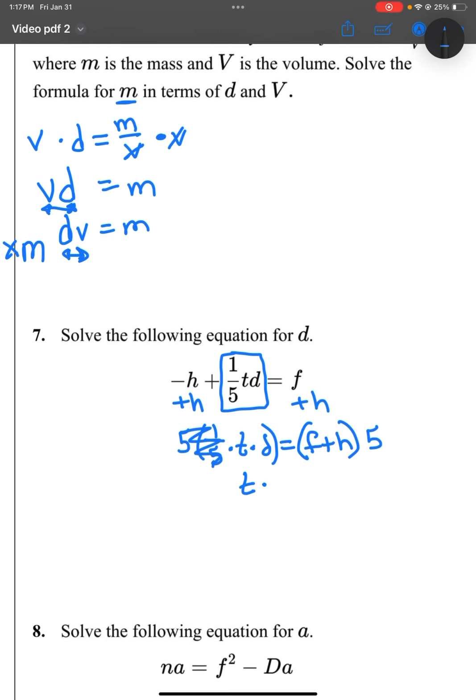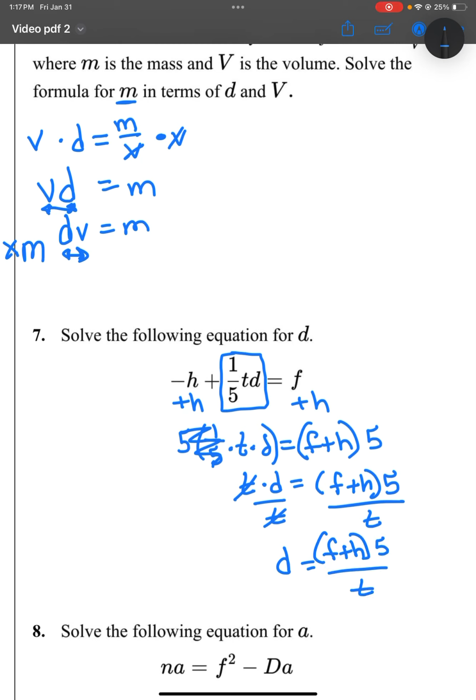So then we're left with t times d equals, and this one you don't have to distribute this 5. I would just leave it there. You can put it as 5f plus 5h, but this is easier and quicker. And then we're trying to get d by itself, where it's being multiplied by t, so let's divide by t. That crosses out, right, and we divide by t. Then we are left with our equation of f plus h times 5 over t.